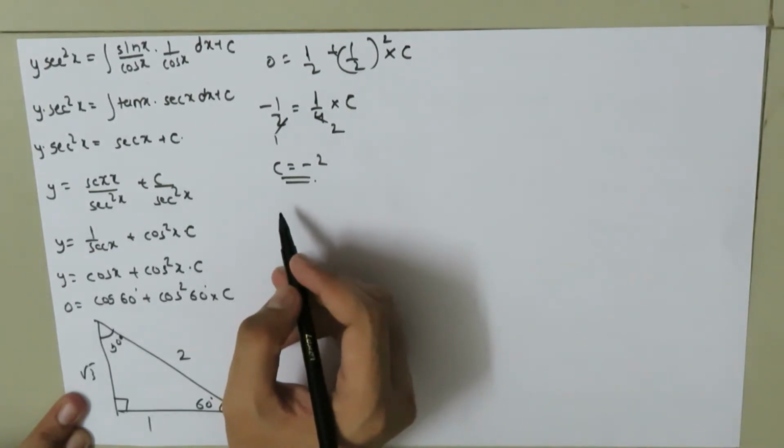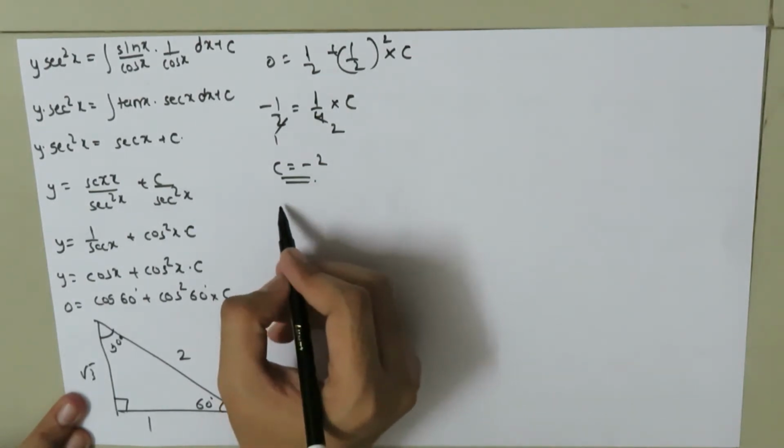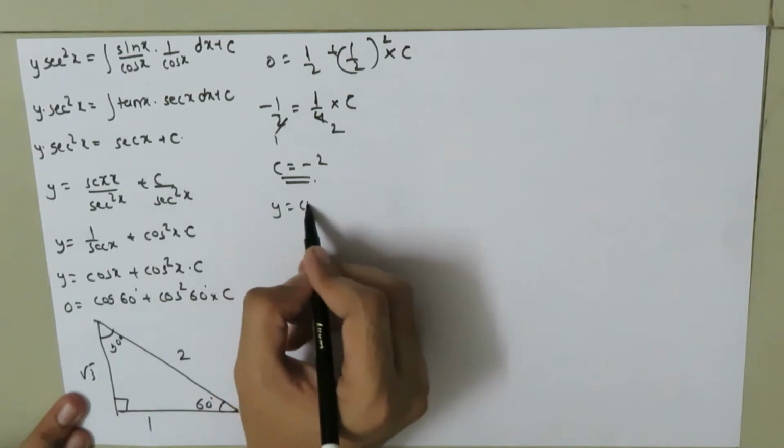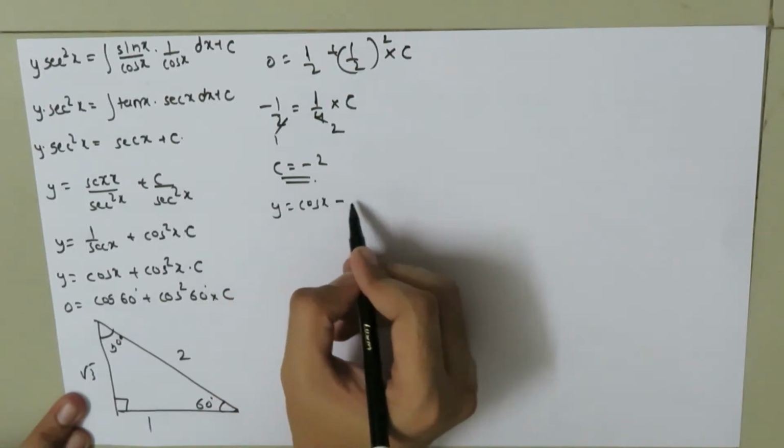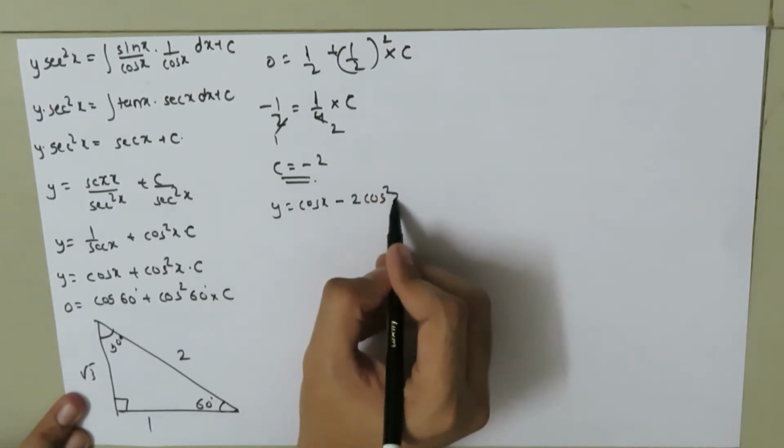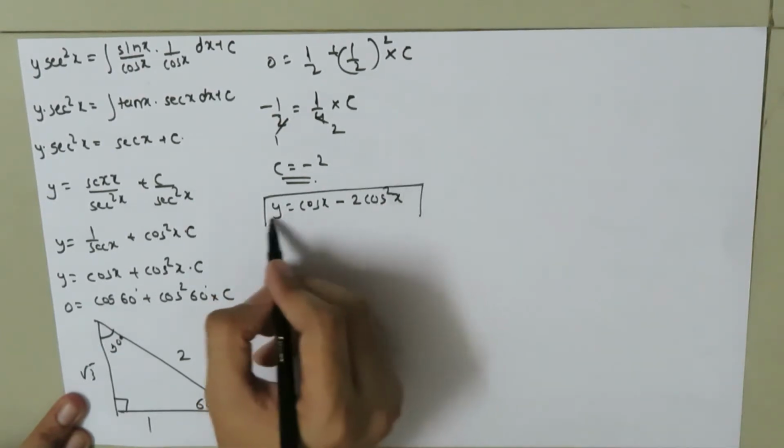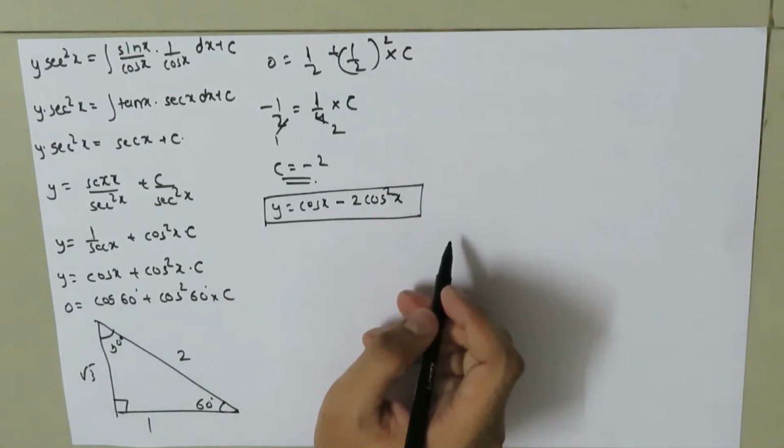So the general solution for this differential equation is y is equal to cos x minus 2 times cos square x. So let's take another example.